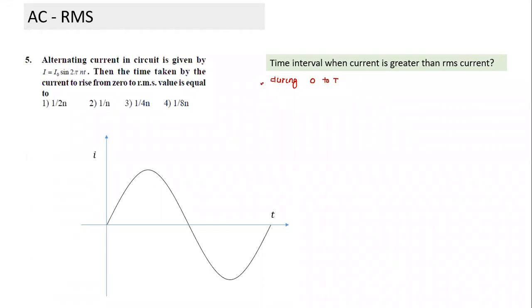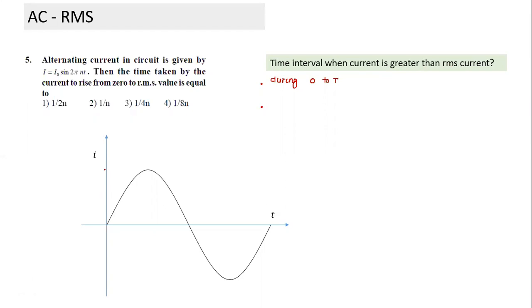Okay. So what duration will the current be greater than RMS current? Ashray, can you answer this? T by 8 to T by 4, sir. So when you look at this, is it a difficult question to answer? Time interval current is greater than RMS.